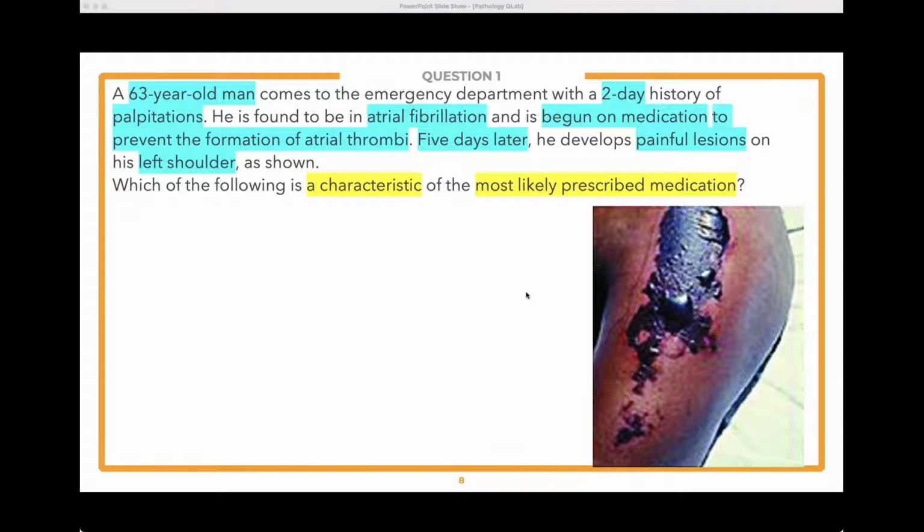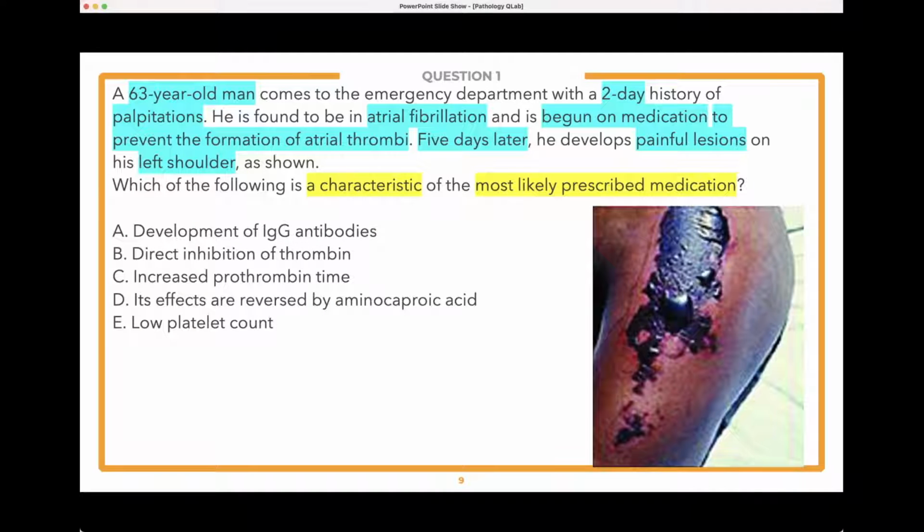So we're going to go ahead and open up those answer choices. We're going to start at the bottom and work our way up to the top. Answer choice E, low platelet count. D, its effects are reversed by aminocaproic acid. C, increased prothrombin time. B, direct inhibition of thrombin. And A, development of IgG antibodies. And one of the things is, when we work with students, we actually recommend that they start at the bottom of the answer choices and work their way up to the top.